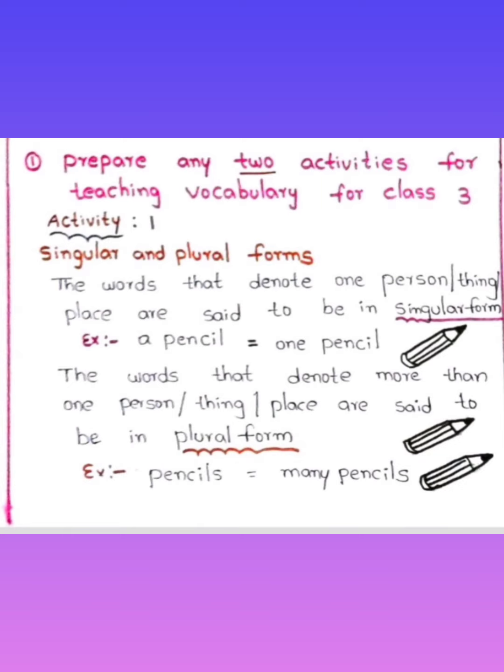First one. Prepare any two activities for teaching vocabulary for class 3. Activity 1. Singular and plural forms. The words that denote one person or thing or place are said to be in singular form. Example, a pencil equals one pencil. The words that denote more than one person or thing or place are said to be in plural form. Example, pencils equals many pencils.